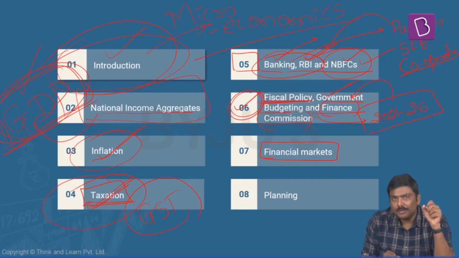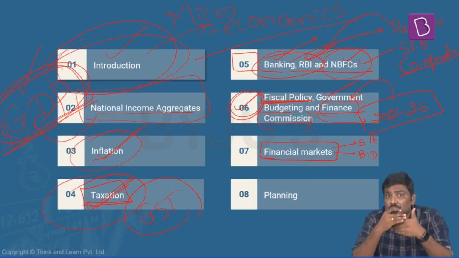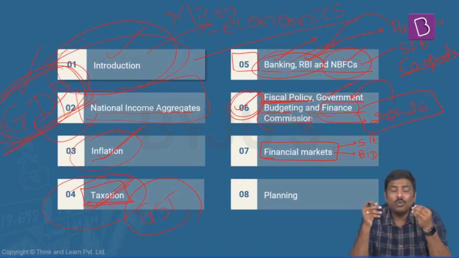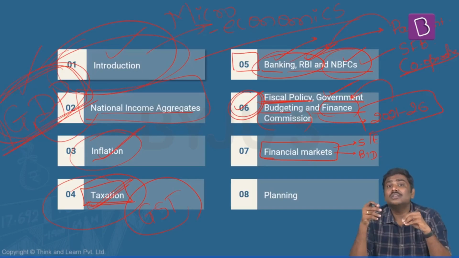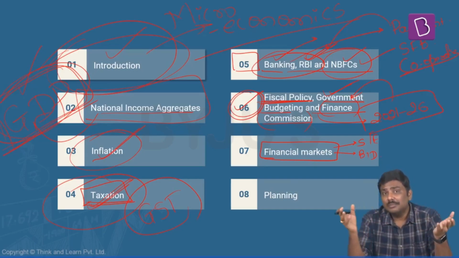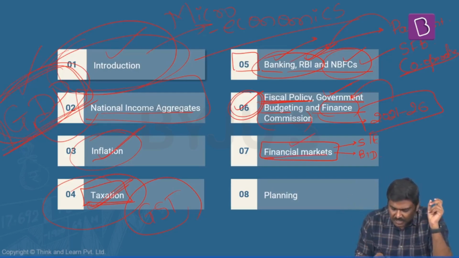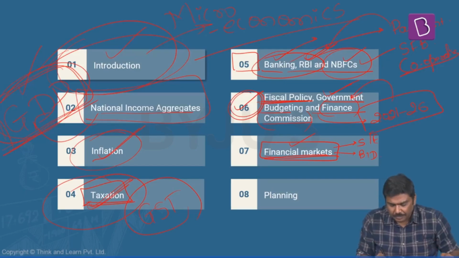Once we are done with this, we'll take up financial markets. What do you mean by stock market? What do you mean by bond market? That is basically equity market and debt market. What are the different issues plaguing these particular markets? What is IPO? What is FPO? What is a green bond? What is the issue in case of the mutual funds in India? All of these will be the points of coverage in this particular concept of financial market.